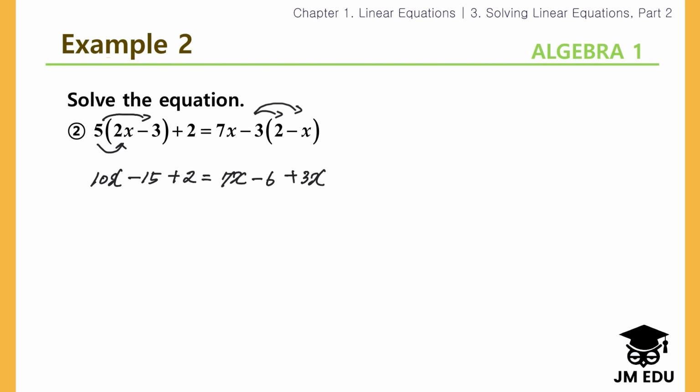So we have like terms. 10x minus 13 is equal to like terms. 7x plus 3x, that's 10x minus 6. Oh, we have same x terms, but different constant, right? Then this equation is always false for all values of x, right? So this equation has no solution.